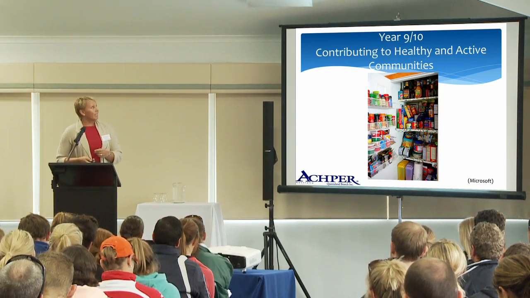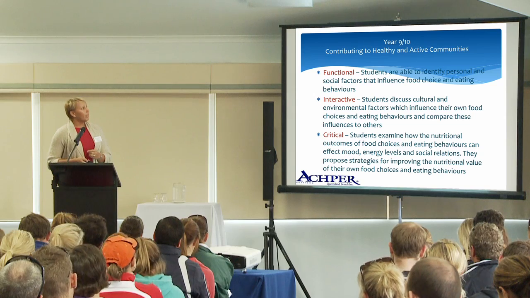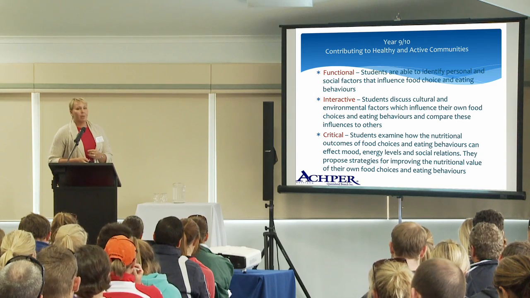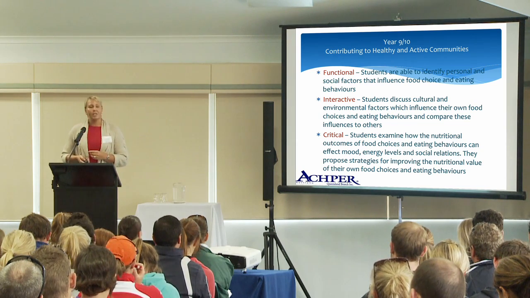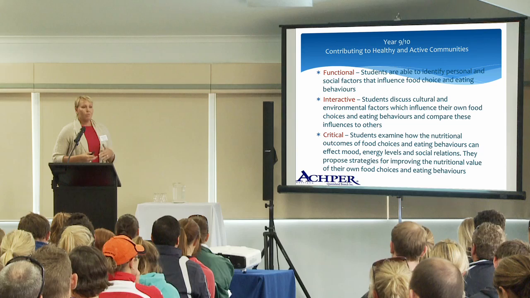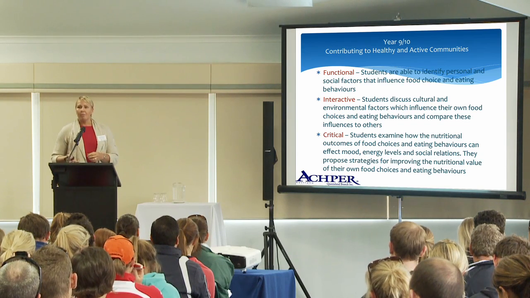The last example is a year 9-10, contributing to healthy and active communities, and this is about food choices. At a functional level, they're able to identify personal and social factors that influence food choice and eating behaviours. At that interactive level, they're discussing cultural, environmental and social factors that influence their own food choices and eating behaviours, and comparing these to others.